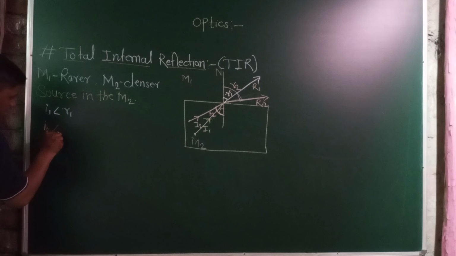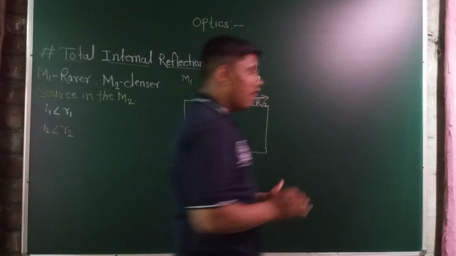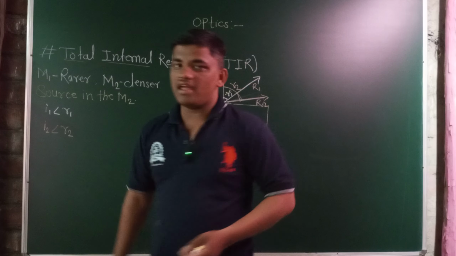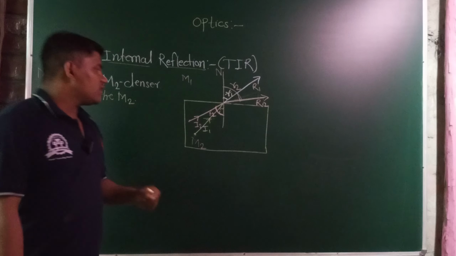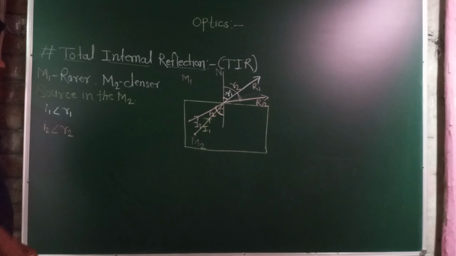Small i2 is less than small r2. The angle of refraction of the second ray is much greater than the angle of incidence of the first ray.